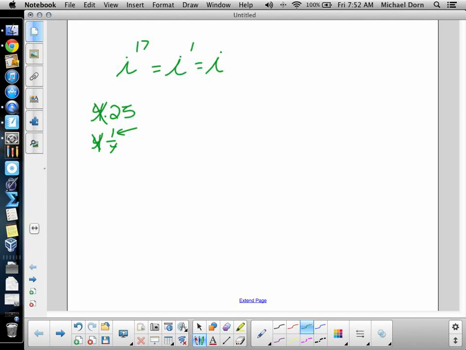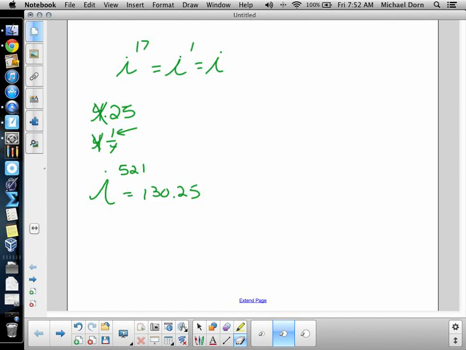It's just i. Same with number 6, i to the 521. Again, even if I do 521 divided by 4, in my calculator it's 130.25, or 130 1/4. The only number that really concerns us here is that one. That's i to the first power, or i. That's all we have to concern ourselves about.